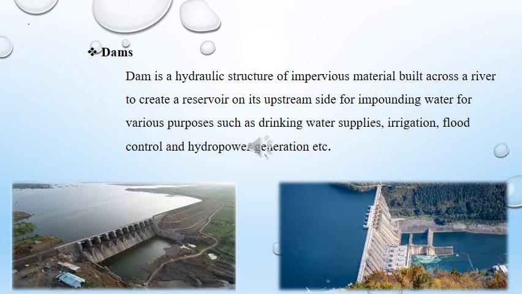Dams may be defined as an obstruction or a barrier built across a stream or a river. At the back of this barrier, water gets collected, forming a pool of water, and that will be used for various purposes such as drinking water, as well as for irrigation and flood control, and also for the generation of power.